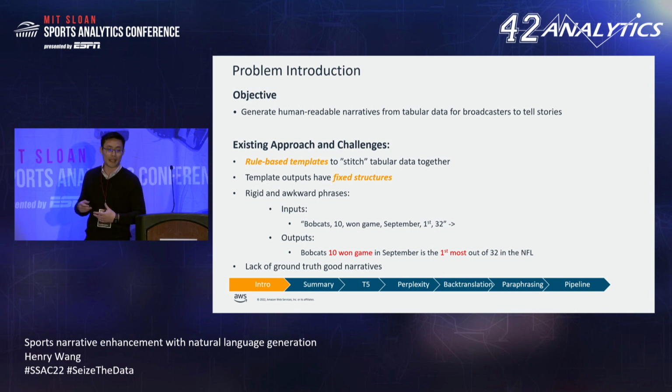And this problem gets especially challenging if you don't have the ground truth about what a good narrative is. So it's very up to the broadcaster to say whether they want to talk about this message or not. And if this sentence is too long, sometimes they can just skip this message because it's even hard for them to understand what's really going on in this narrative.